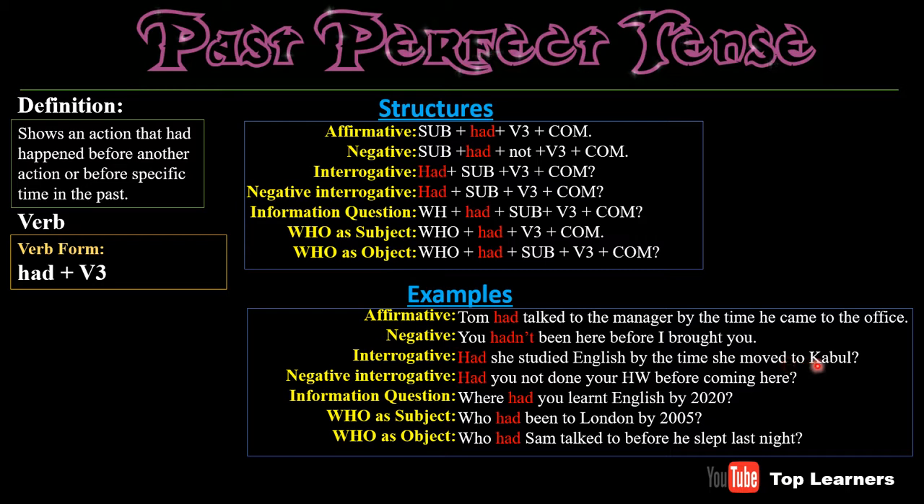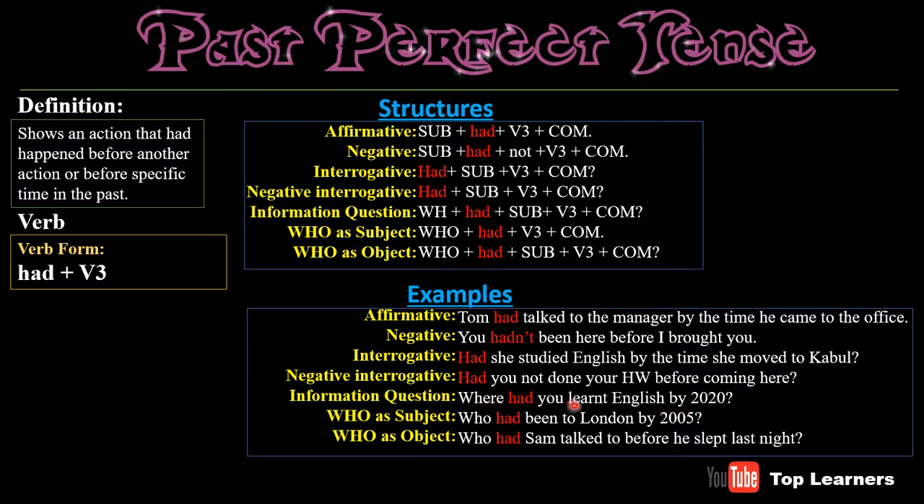She moved to Kabul. And to form a negative interrogative, we add not, like here. Had you not done your homework before coming here? So here, before coming here is the time clause. And to ask an information question or WH question, we bring a WH word like where at the beginning. Where had you learned English by 2020?